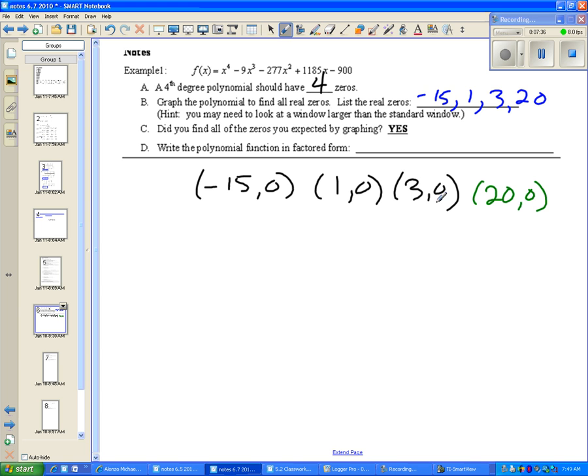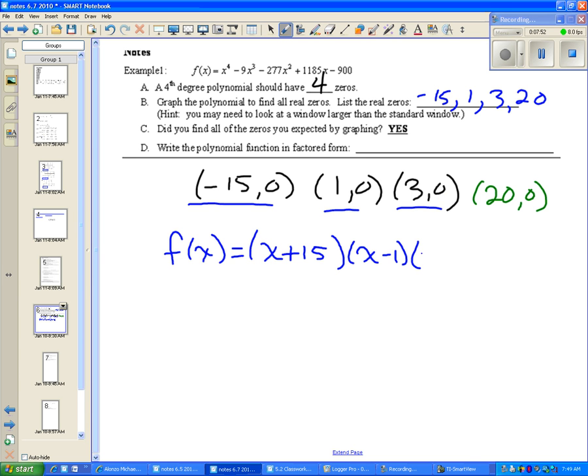So in factored form, it's going to be f of x is equal to, this negative 15 is going to give me x plus 15. This 1 is going to give me x minus 1. This 3 is going to give me x minus 3. And this 20 is going to give me x minus 20. There is my polynomial in factored form. That's example number 1.